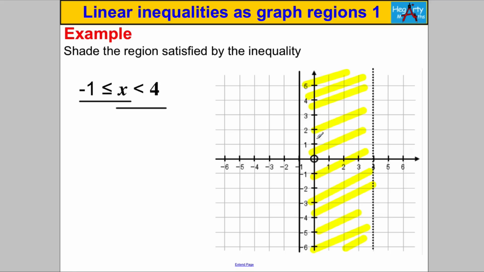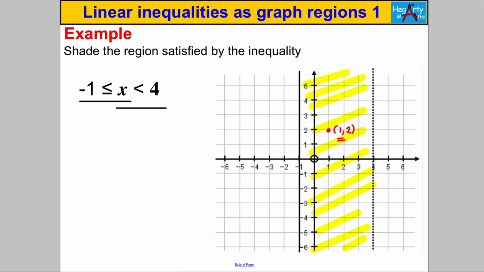And pick any point in here just to double check that's true. Say that point there. That is the coordinates x is 1 and y is 2. And is it true? We're interested next. The x value is 1. Is it true that 1 is less than 4? Absolutely. Is it true that 1 is bigger than or equal to -1? Absolutely it is. And therefore we have shaded the right region. It's always a good idea to test the point of what you shade just to make sure it's correct.